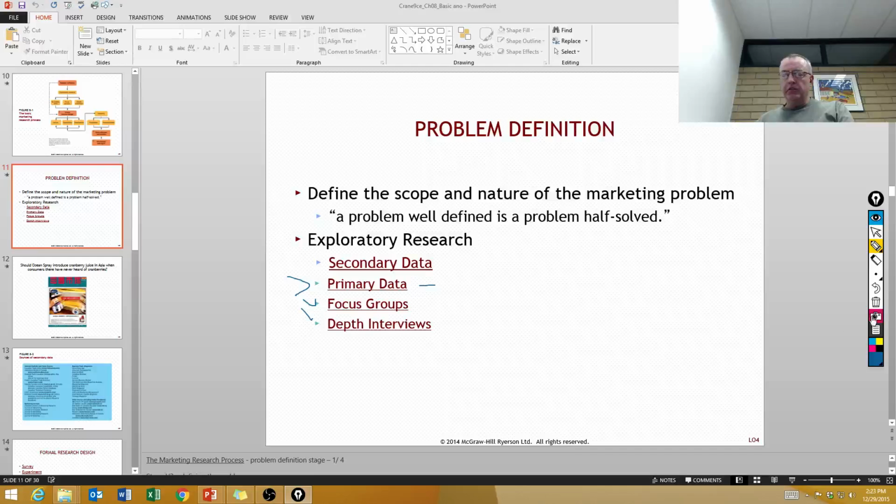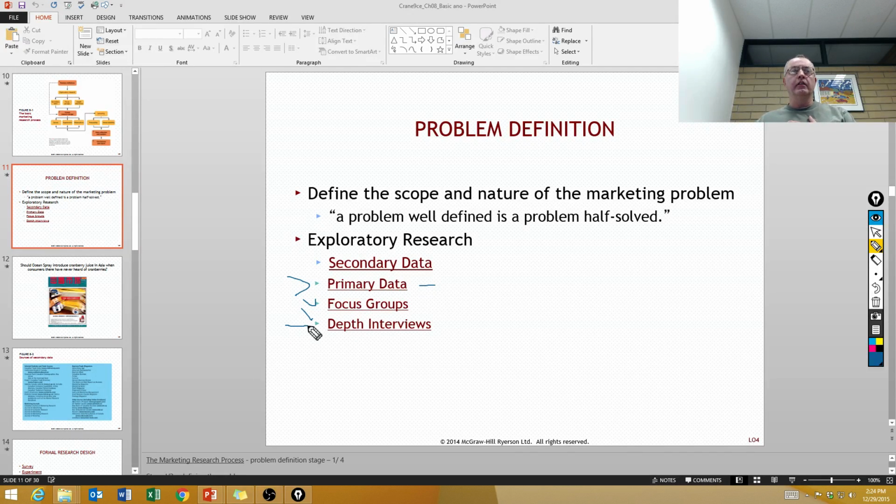So a focus group is a small group of people with a market researcher or a moderator that discusses the marketing problem. And these focus groups can be conducted either face-to-face or online. And it's a good way to obtain qualitative information about the marketing issue or the marketing problem.